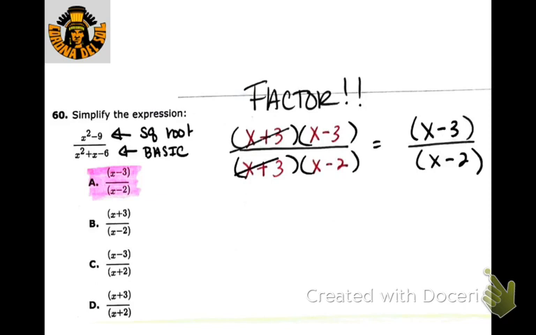And then on the bottom, it's a double bubble. So we're looking for two numbers that multiply to be -6 and add up to be 1. So these are your numbers that work. And then the x plus 3's cancel out. And that leaves you with x minus 3 over x minus 2.